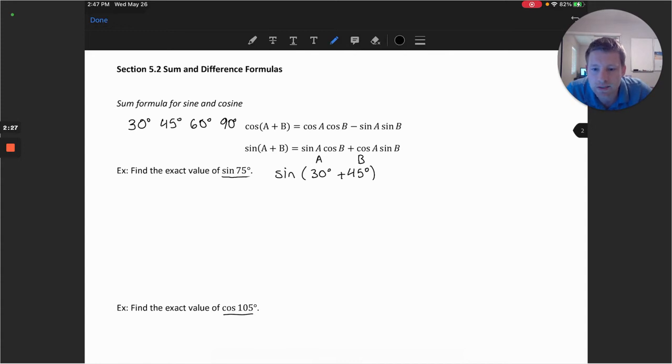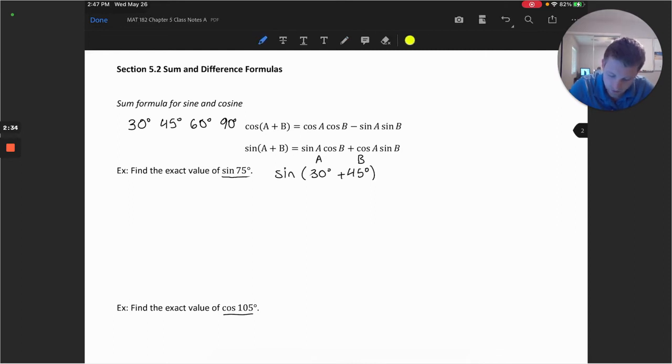So let's consider the sine sum formula. If we look at the sine sum formula, this is the one we're looking at right here. We want to take the sine of A, which is 30 here, cosine of B, which is 45, and then plus the cosine of A and then sine of B. So let's take a look.